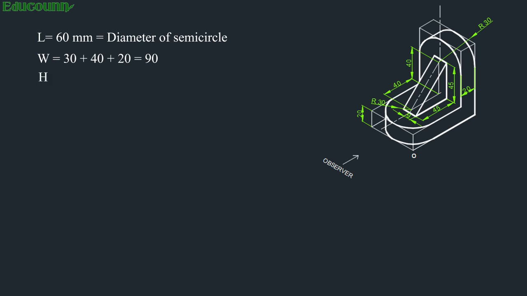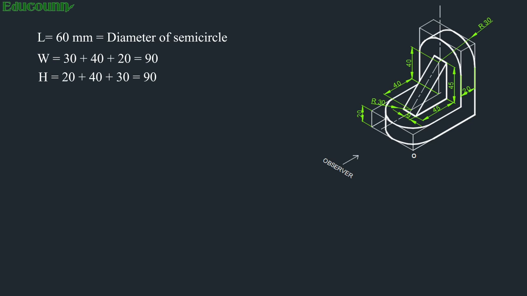Now if you want to calculate the overall height, what are the dimensions there? The L-shaped bracket's thickness, that is 20, will come first. Then again starting from the rib's bottom to the center of the semicircle, that is 40. And from the center of the semicircle, the radius of the semicircle is given as 30. So if you add 20 plus 40 plus 30, the overall height of the object comes out to be 90.